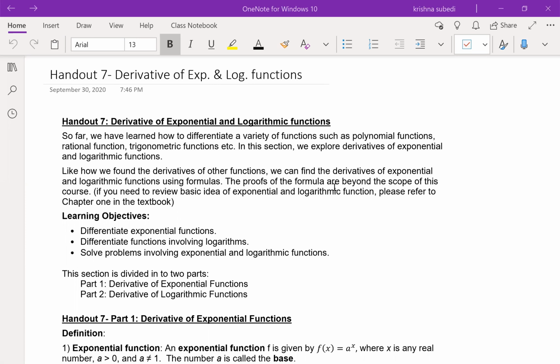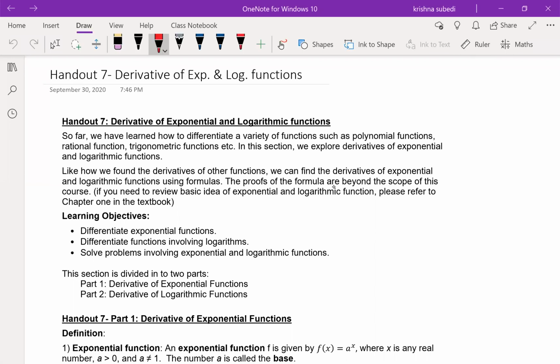Similar to how we found the derivative of other functions, we can find the derivative of exponential and logarithmic functions using formulas, okay? The proofs of the formulas are beyond the scope of this course. But if you want to see the proof, then I'll provide it in my lecture notes later. Again, the proof is not required. It's only for those who really want to see how this formula is actually derived. So again, the proof of the formula is not required for this course.